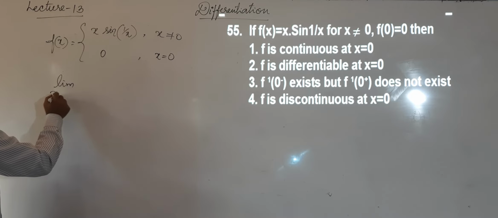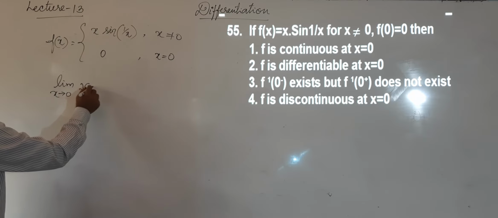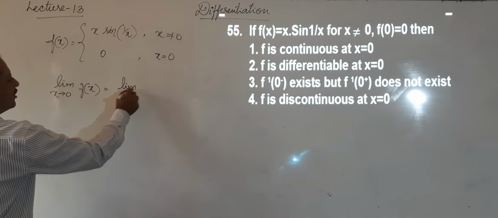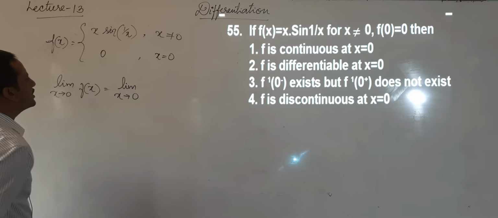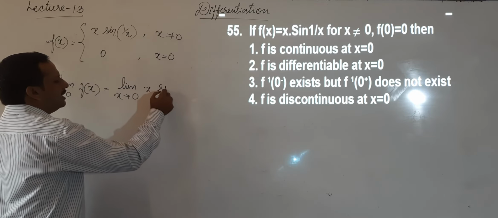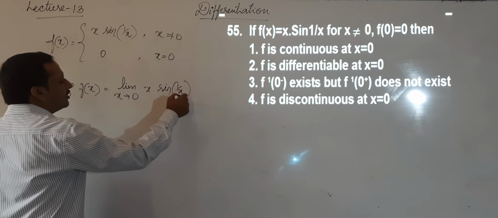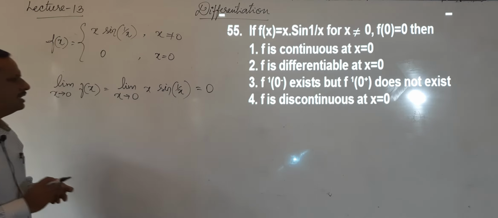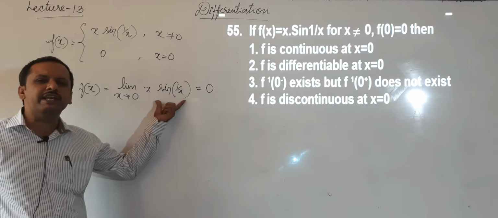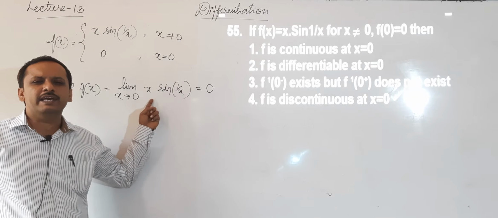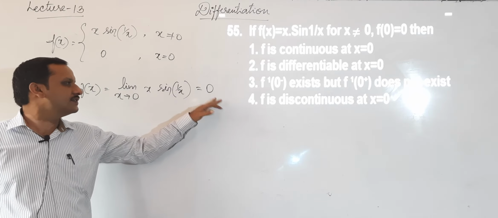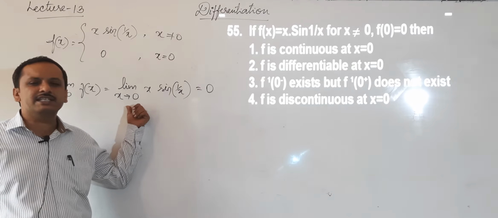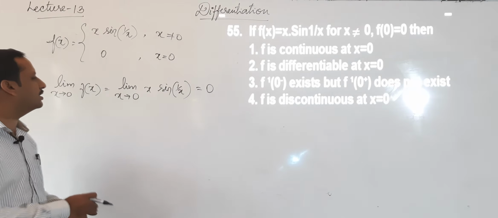Limit x tends to 0 f of x is equal to limit x tends to 0 of x into sine 1 by x. You know its value, this is equal to 0 because this will be 0 and this will be a finite value between minus 1 and 1. So their product will be equal to 0. So limit x tends to 0, x into sine 1 by x equals 0.